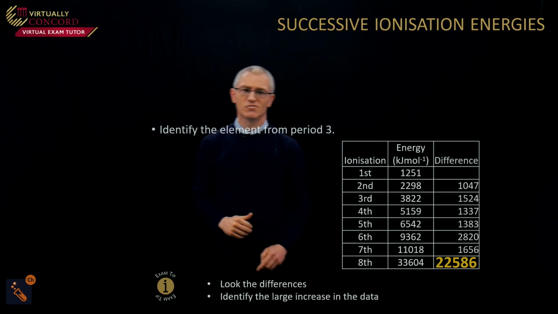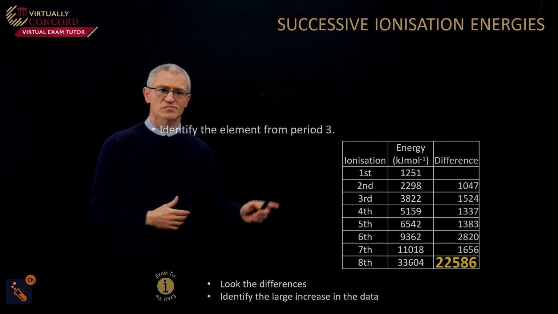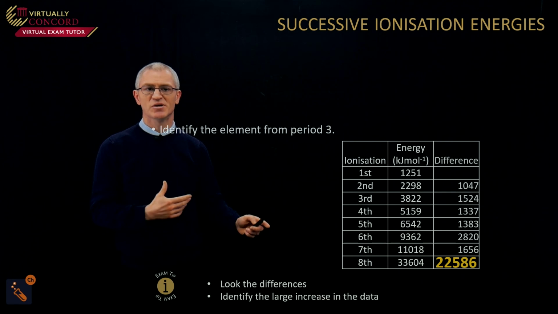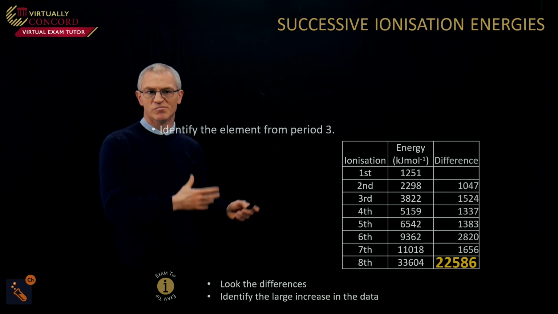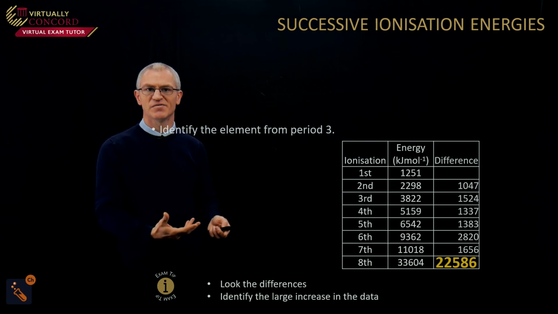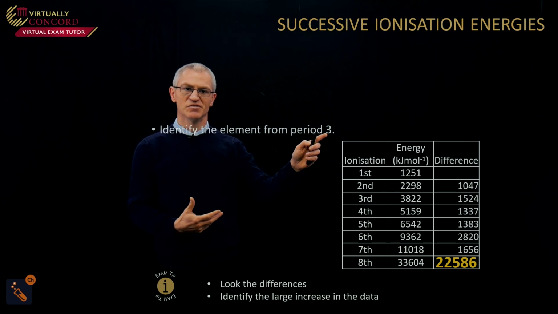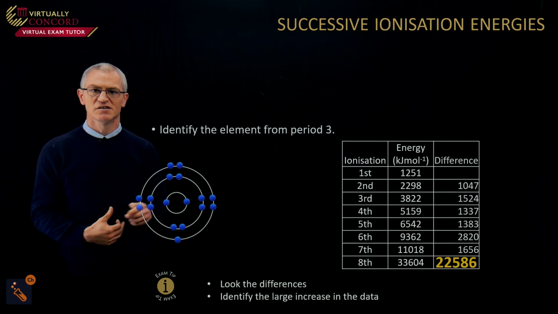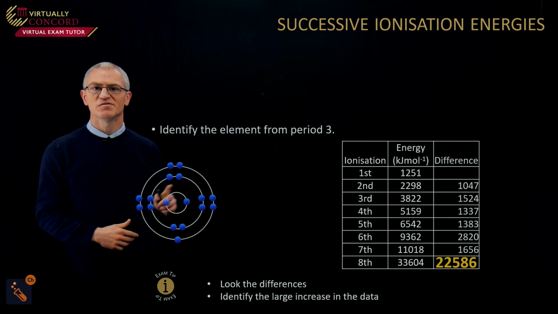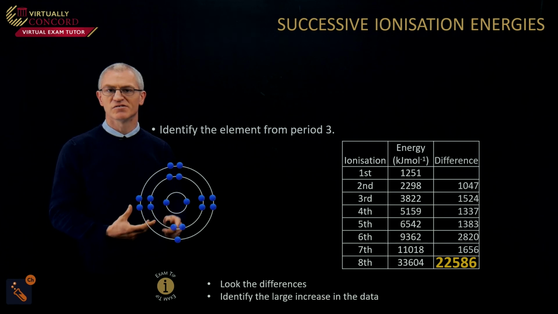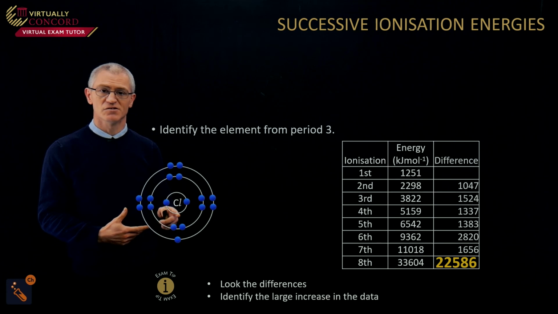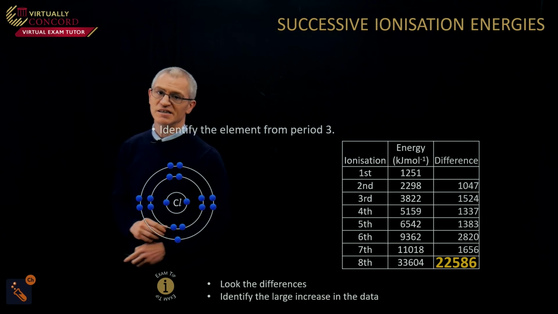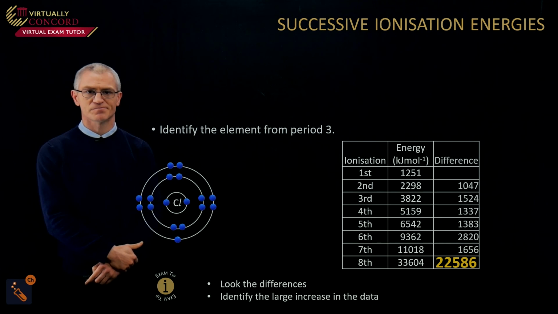So what you then do is you say, right, that means the first, second, third, fourth, fifth, sixth, and seventh ionisation energies must have been from an outer shell, and then the 8th one must be from an inner shell. That means that this element has 7 electrons in its outer shell. Now this is in period 3, which means it has 3 shells, so the outer shell must have 7 electrons in it. Then we've just filled in the inner shells. If you then look at period 3, what element this is, it is chlorine. So we've identified chlorine by using the successive ionisation energies.